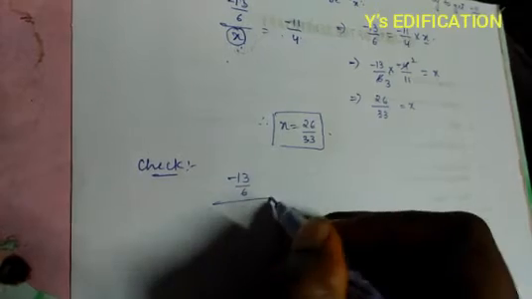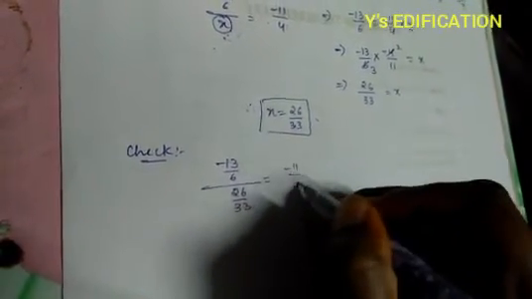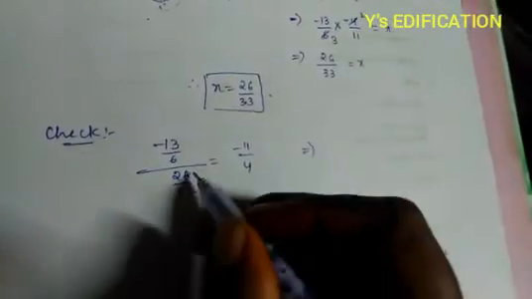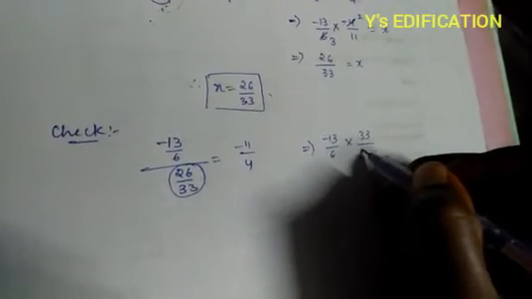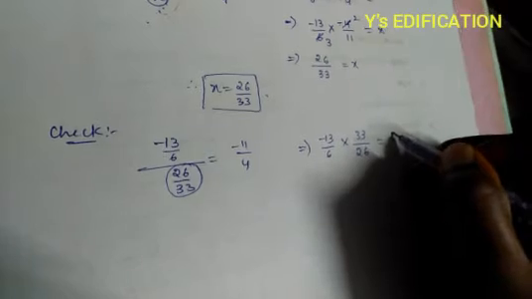I have to substitute this x value here. Okay, let us do it now. Check. I am going to write this x value here. -13 by 6 divided by 26 by 33 is equal to -11 by 4. Now I am going to convert this division into a multiplication, that means I am going to write it in reciprocal form: 33 by 26.